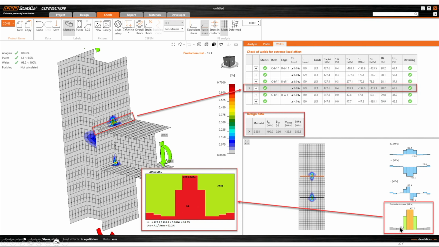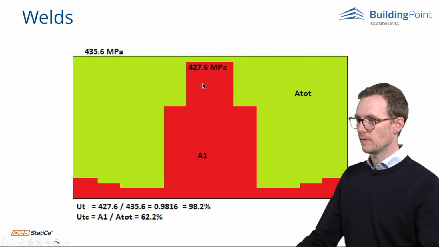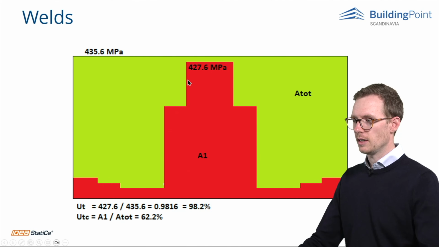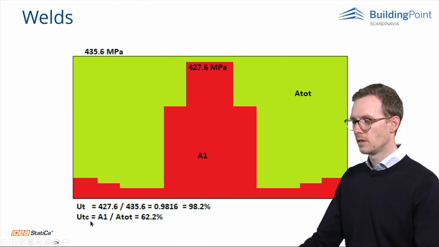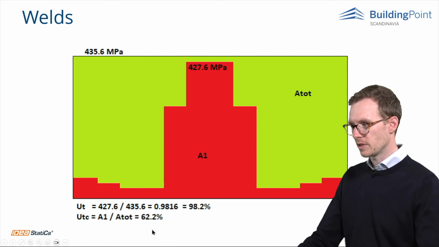And the picture is more clear if you go down to the equivalent stress along the weld. We can see each element of the weld is represented here. And in the middle, we have some peaks. And if we look closer on this plot here, we can see that the peak value is 427 megapascal and the limit is 435. And if we divide it, we get to 98.2%. And a simple calculation of the UTC, so the overall capacity of the weld, it's the A1 area divided by the A total area. And then we arrive at 62%. But that is a simplification.